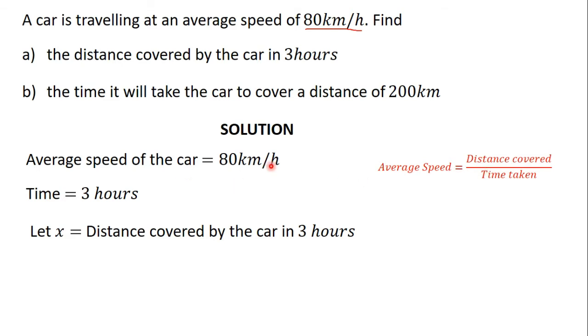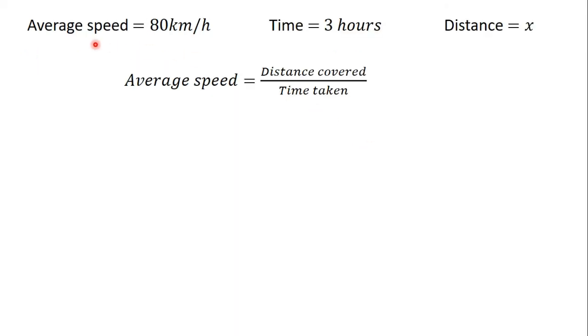So now the average speed of the car is 80 km per hour. The time is 3 hours, and the distance we have represented with X. Let's substitute this information into the formula. Average speed is equal to 80 kilometers per hour, distance is X, and time is 3 hours. So we have 80 kilometers per hour is equal to X divided by 3 hours.